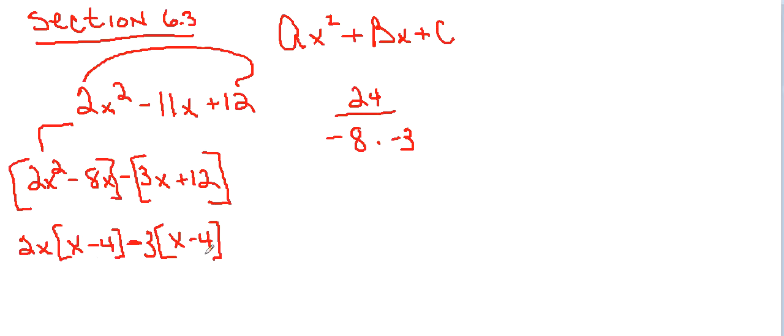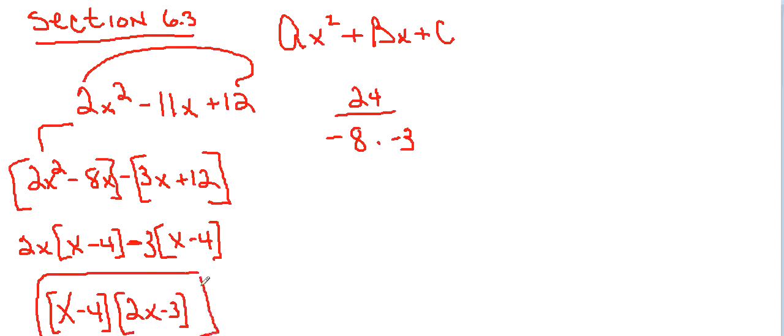Remember, mathematically, negative 3x divided by negative 3 is x, and 12 divided by negative 3 is negative 4. Finally, I've got x minus 4 as the common factor, and what's left over is 2x minus 3. Okay, and there you have it, the first one.